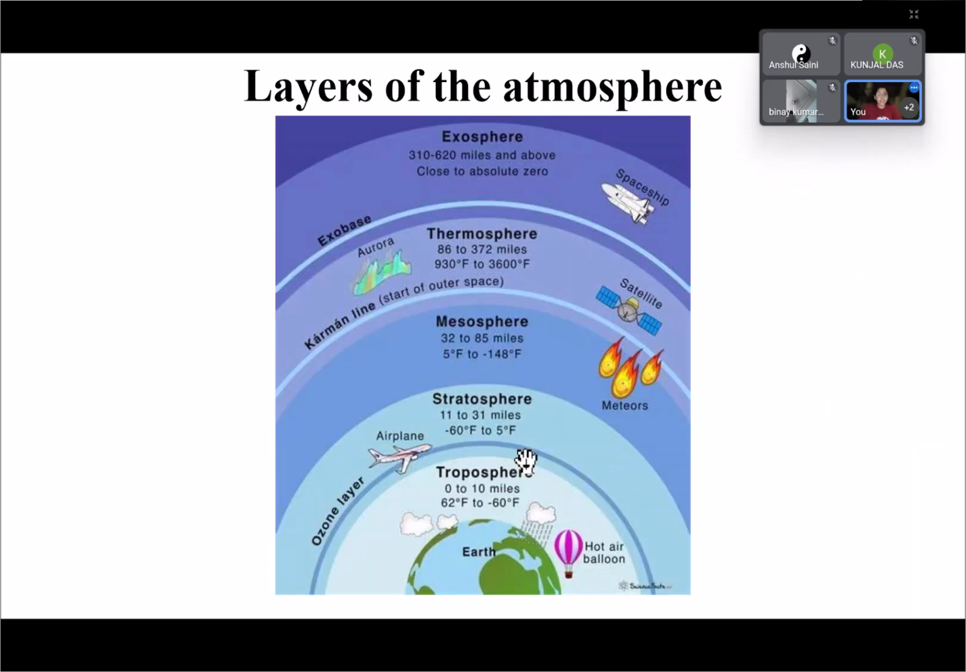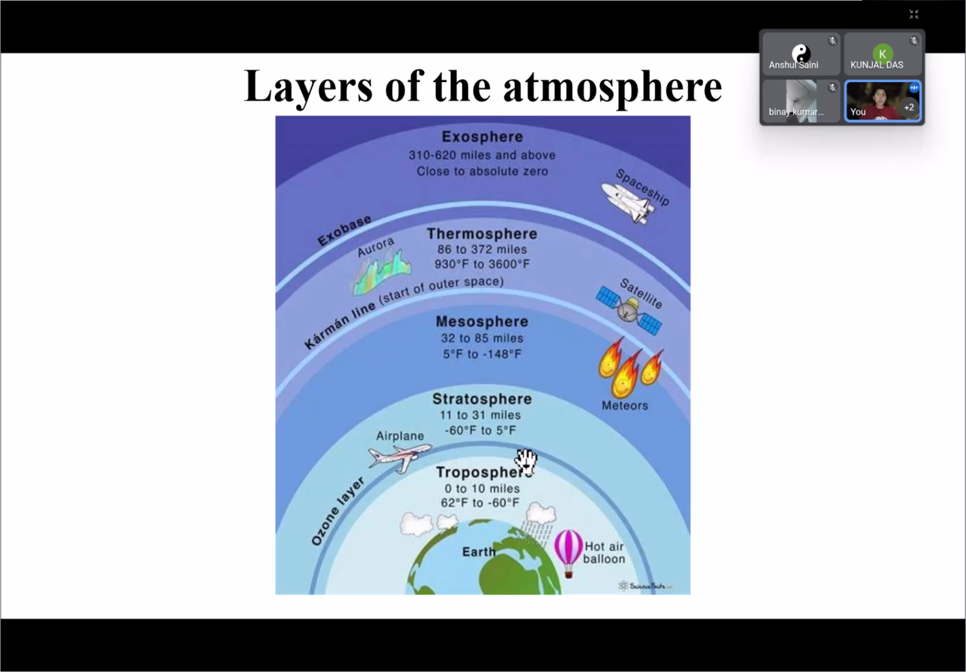So we have seen layers of earth. In atmosphere, you see the different layers of atmosphere. Basically, the sky above is the troposphere. There are many more layers above it. So you have stratosphere, mesosphere, thermosphere, exosphere, all these different kinds of layers, each with their own property.